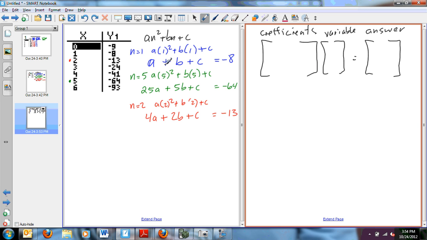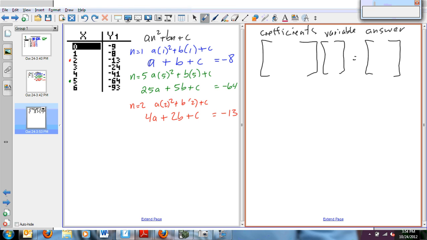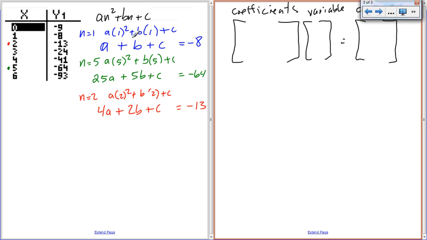So what I'm going to do is take this blue equation and look at all the coefficients that I have for it. If you can see, my coefficients are 1 for the A, 1 for the B, 1 for the C. So it's going to go 1, 1, 1. Then I put the coefficients of the green equation, 25, 5, and 1. And then the red equation is 4, 2, and 1.